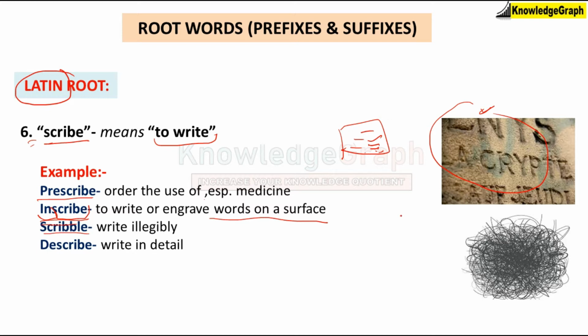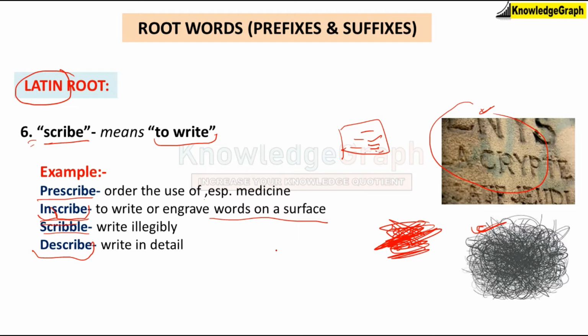Next one is scribble. This is what you call a scribble. I used to do it when I didn't understand something. Suppose I'm solving a maths problem, or you are, and suddenly you think, oh, I'm not able to find this, I don't know why I'm not able to solve this. So this is what is called a scribble.